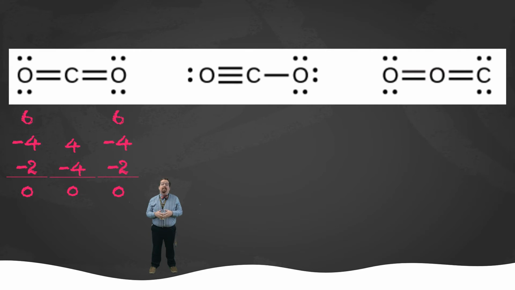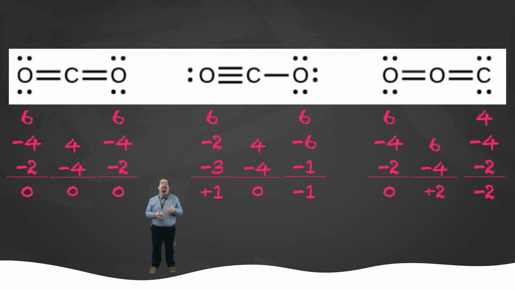The next one's still a valid structure, though, because all of the octets are filled. If we were to assign formal charges here, we'd get +1, 0, and -1. This is less favorable than our first structure. This third one probably isn't a structure you'd come up with following those steps for drawing Lewis structures, since carbon is not the central atom here, even though it is the least electronegative. Assigning the formal charges gives us +2, 0, and -2, which just shows us how much more unfavorable the structure would be because we didn't put carbon in the middle.